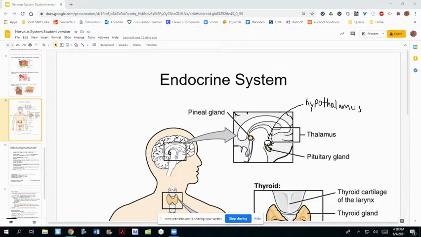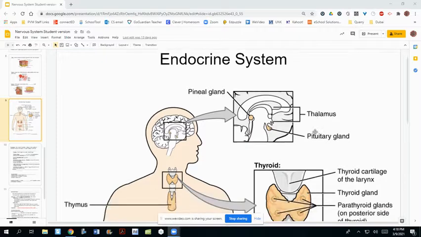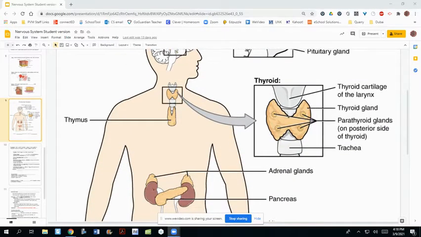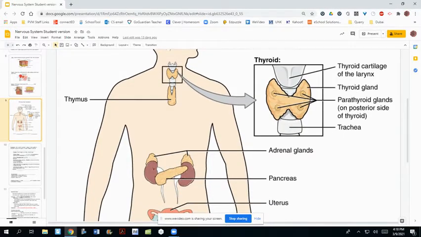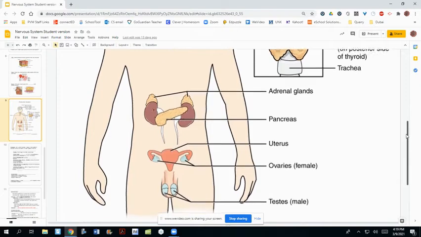All right, so let's move our way down a little bit farther and highlight the thyroid gland. The thyroid gland is found in your neck, and its job is going to be to regulate your metabolism. Your thymus is located behind your sternum. The parathyroids are two pairs of glands that are located towards the back of the thyroid. They're on the posterior side, so they're on the back. And these are important for calcium regulation.